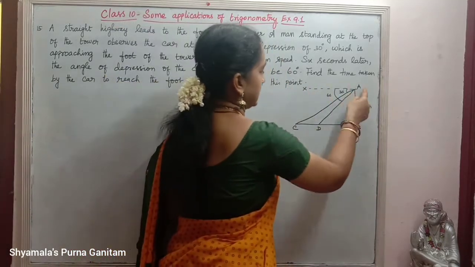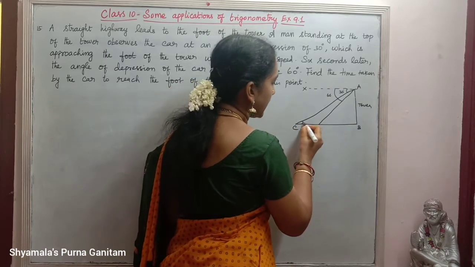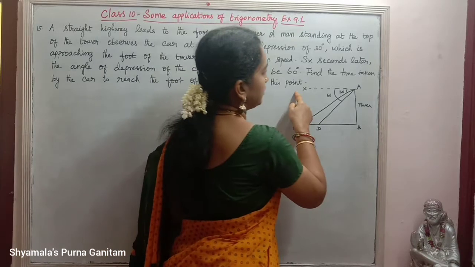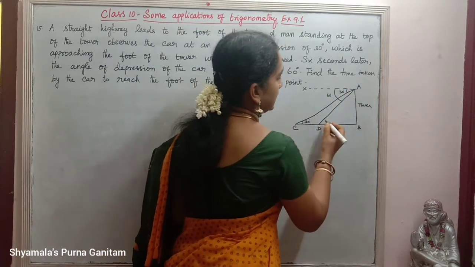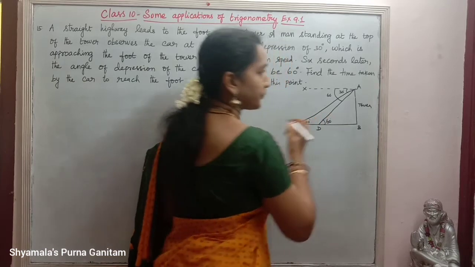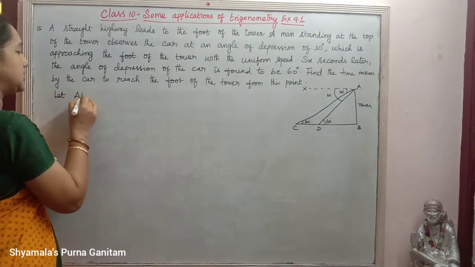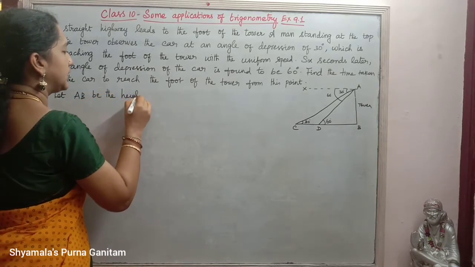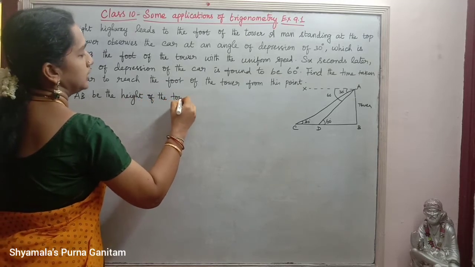So XAC and ACB are alternate interior angles, so we will get 30 degrees here at the base. In the same way, XAD and ADB are 60 degrees. Let AB be the height of the tower.